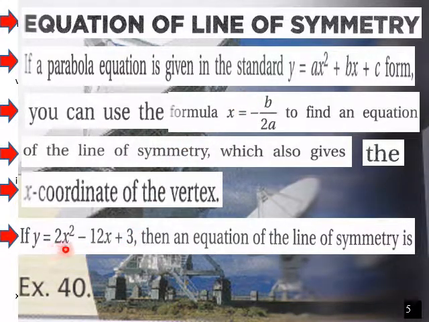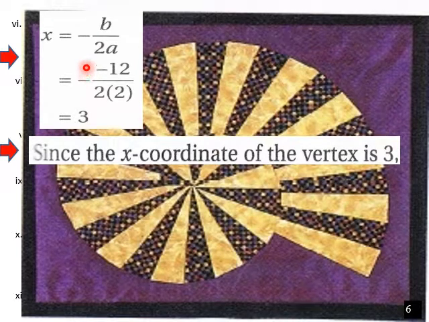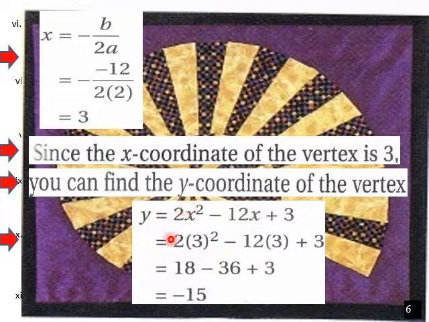If y equals negative 2x squared minus 12x plus 3, then the equation of the line of symmetry is negative b over 2a, or negative 12 over 2 times 2, the negative of that, which would be 3. Since the x-coordinate of the vertex is 3, you can find the y-coordinate of the vertex by plugging your 3 back into the original quadratic here, and your y would be negative 15.